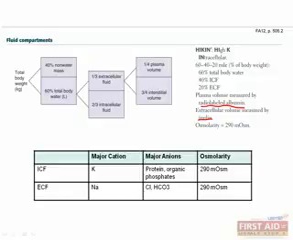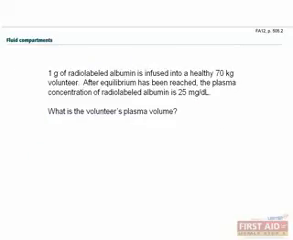Ready? You infuse 1 gram of radiolabeled albumin into a healthy 70-kilogram volunteer. After equilibrium has been reached, the plasma concentration of radiolabeled albumin is 25 milligrams per deciliter. What is the volunteer's plasma volume?